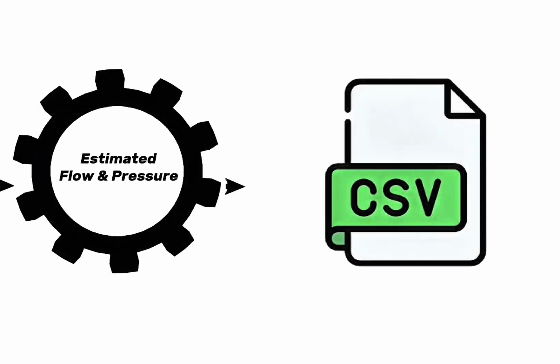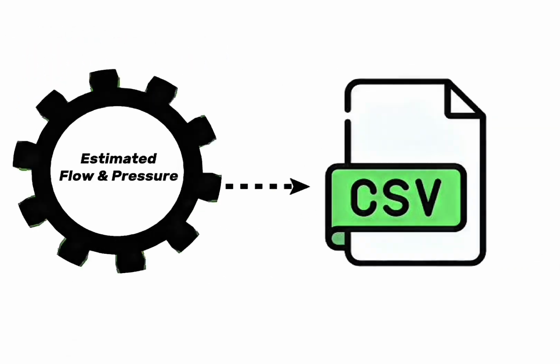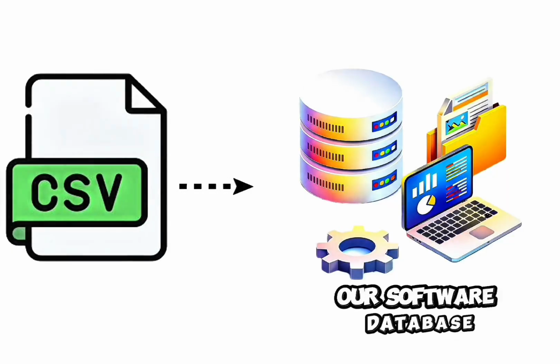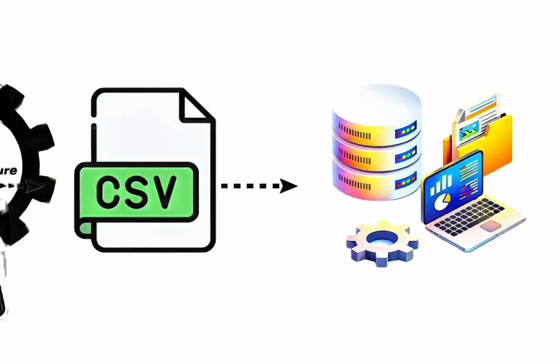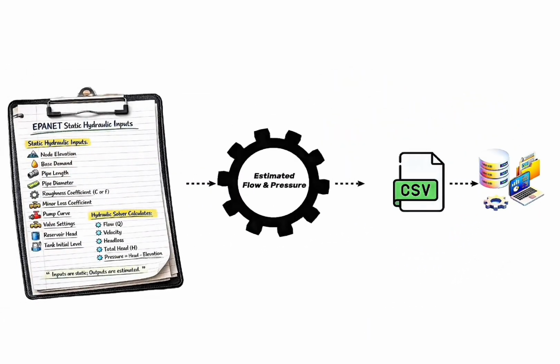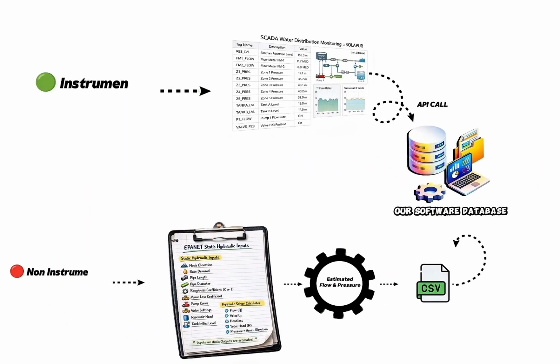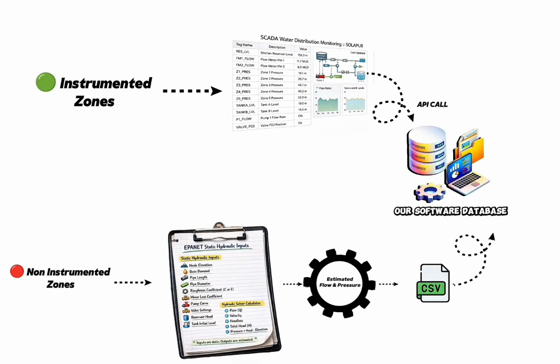The simulated hydraulic outputs are exported as structured CSV files. These estimated pressure and flow values are then integrated into our software database. This ensures data availability even in zones without physical sensors. In summary, our system integrates data from 2 parallel pipelines: real-time sensor data from instrumented zones and simulated hydraulic data from non-instrumented zones. Both streams converge into a centralized software database.